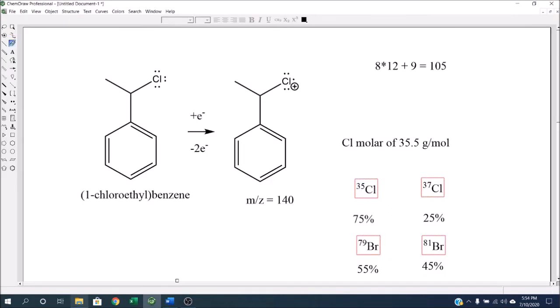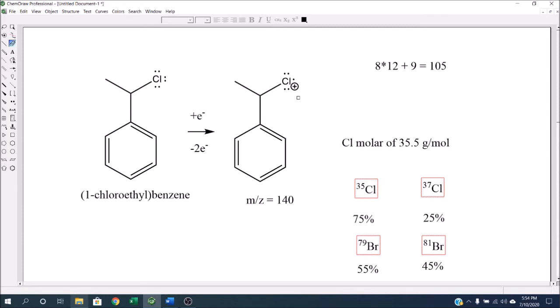The next compound that we're going to look at is 1-chloroethylbenzene. And the first thing we'll do is show the formation of the molecular ion peak. And this is the standard way that we indicate the formation of molecular ion peaks, as 1 electron is added and 2 electrons leave. The molecular ion peak is most likely to put the cation and the radical on any heteroatoms that are present.